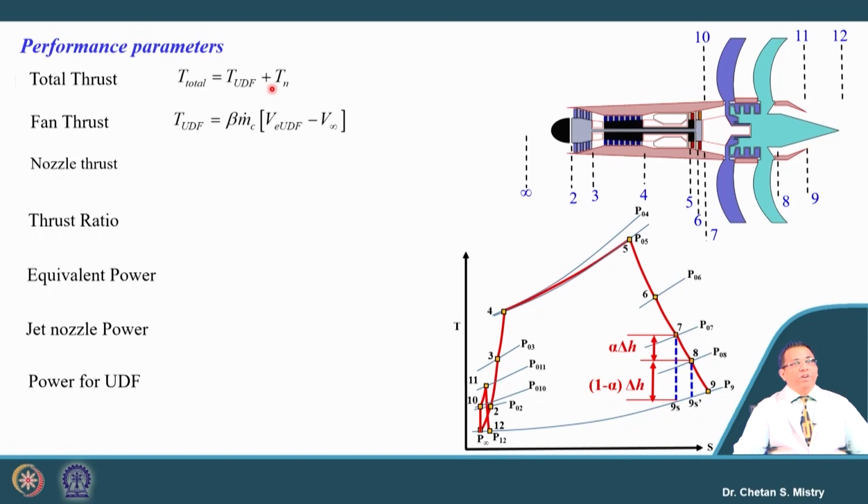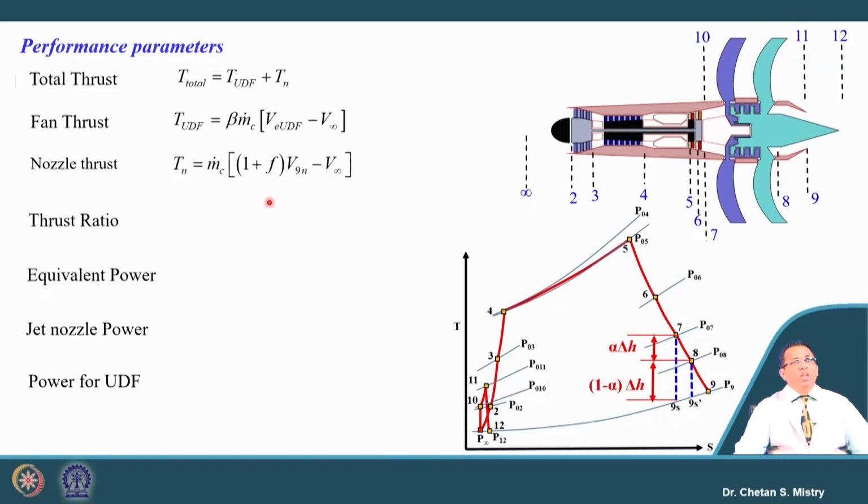Now, for the fan, the thrust can be written as beta into m dot core into (V of the unducted fan minus V infinity). So, what will be the exit velocity from the unducted fan, that is what we are putting here. Similarly, for the nozzle we can write m dot core into (1 plus f) into (V9 of the nozzle minus V infinity).